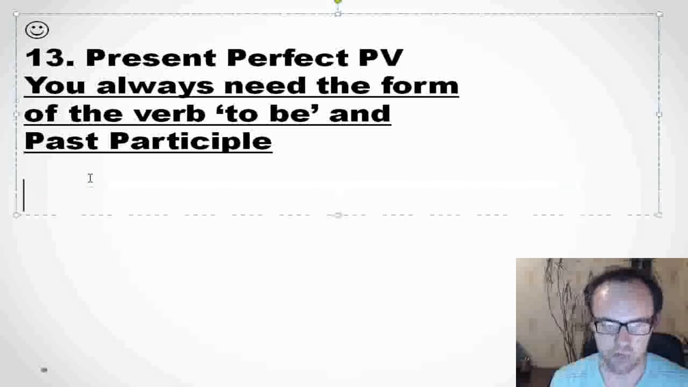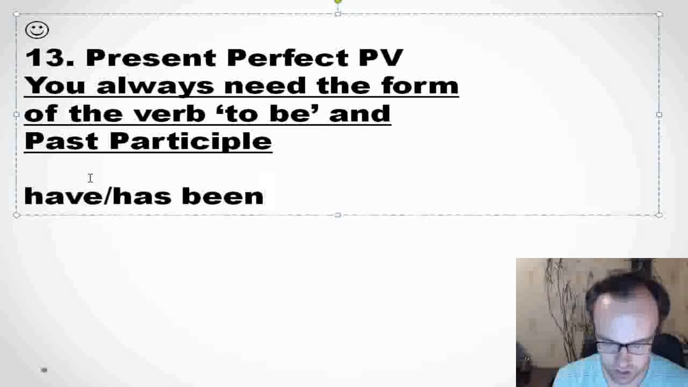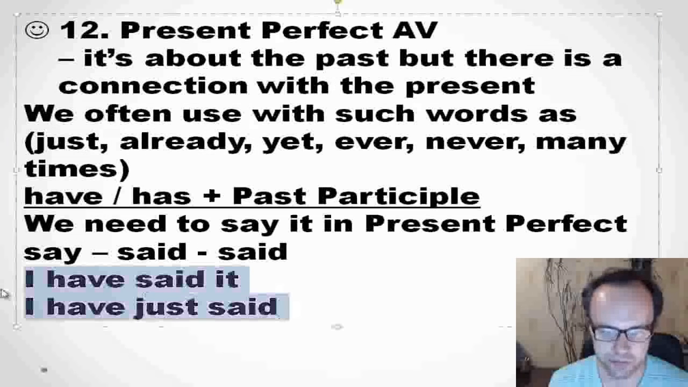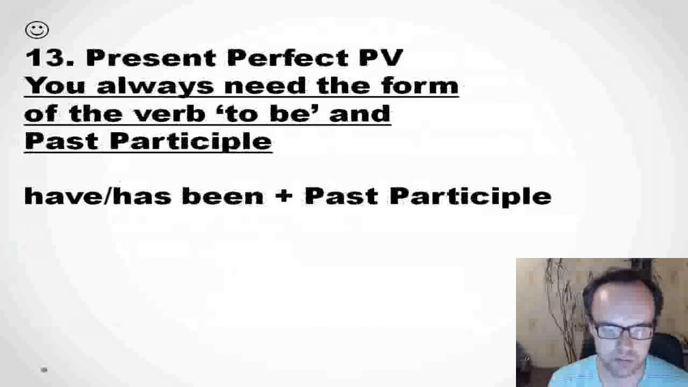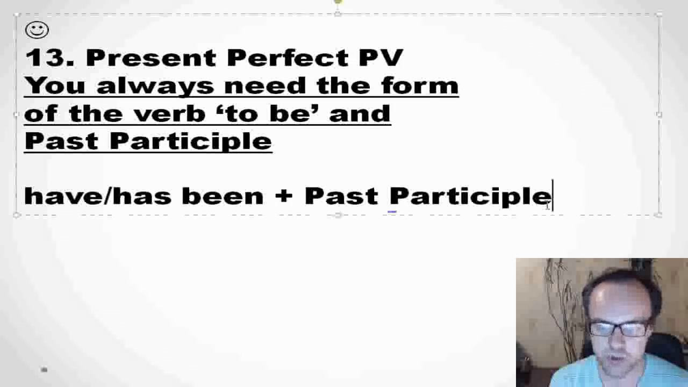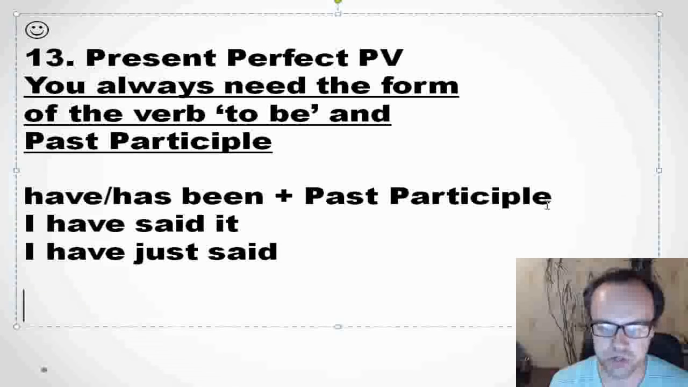So how will you say to be in present perfect? It's have or has been plus past participle. And we have these two examples, with just and without just.